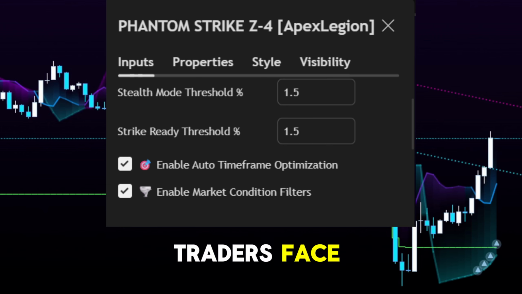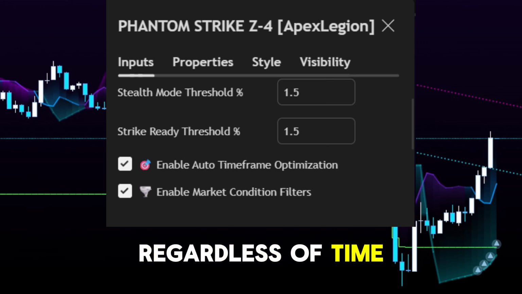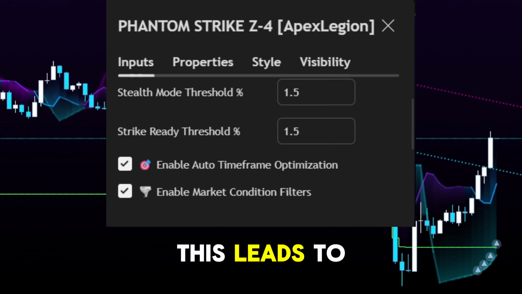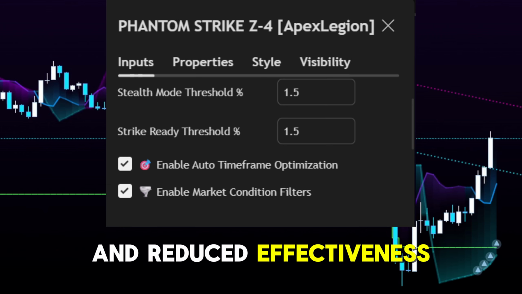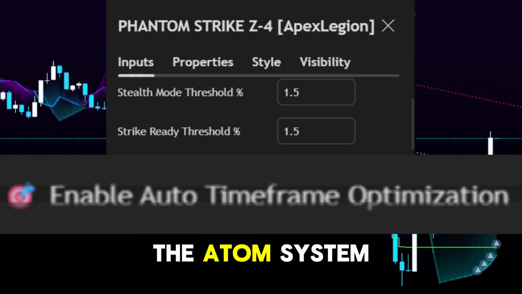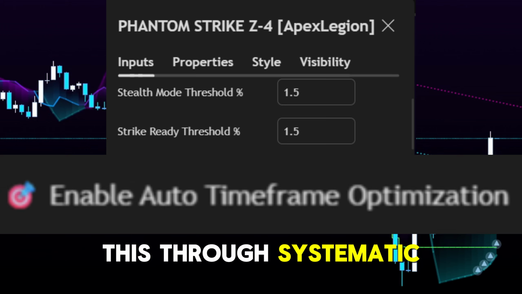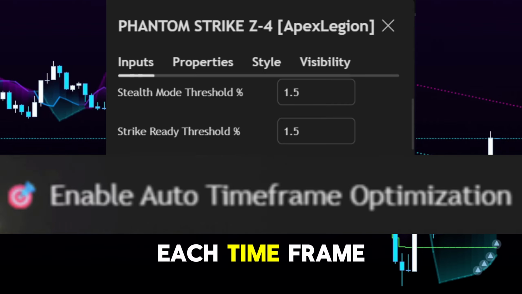System 1, Auto Time Frame Optimization Module, ATOM. The first system addresses a critical problem that most traders face. Standard strategies use fixed parameters regardless of time frame characteristics. This leads to over-optimization on specific time frames and reduced effectiveness when market conditions change between different time intervals. The ATOM system solves this through systematic parameter matrices developed specifically for each time frame environment.